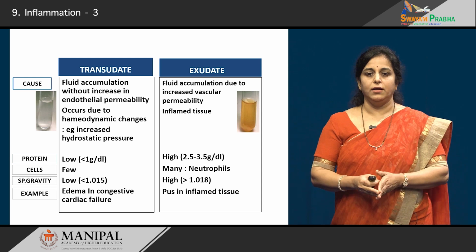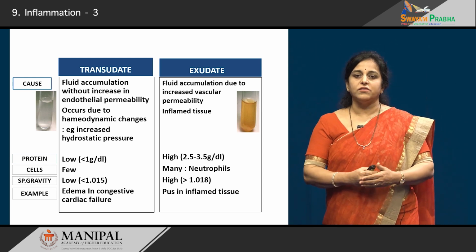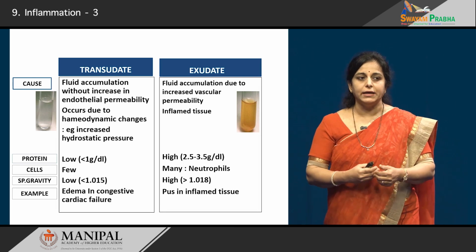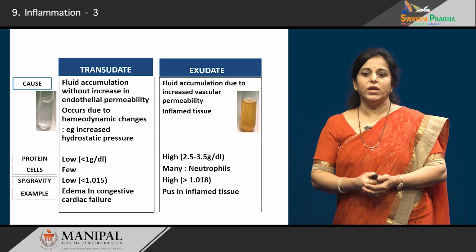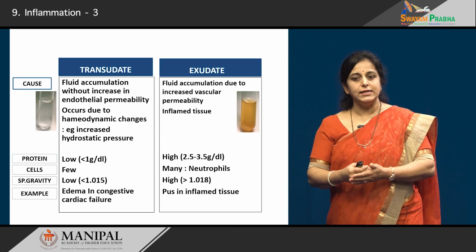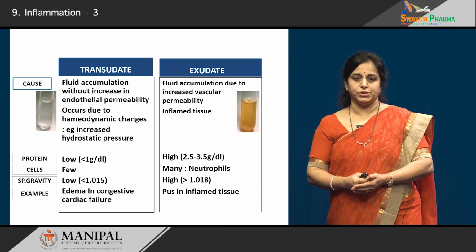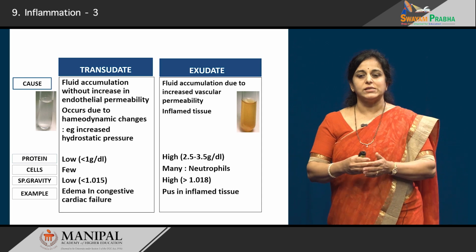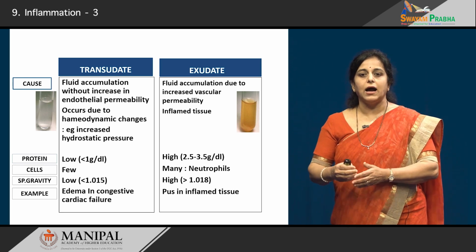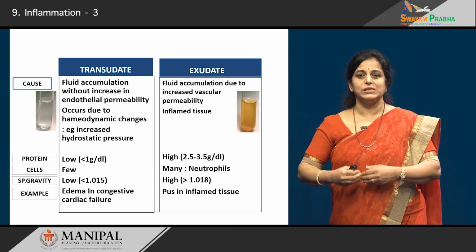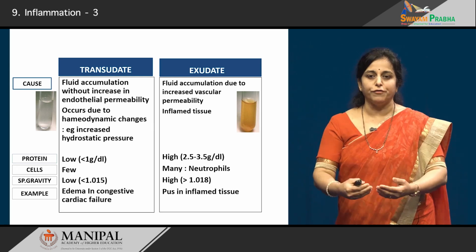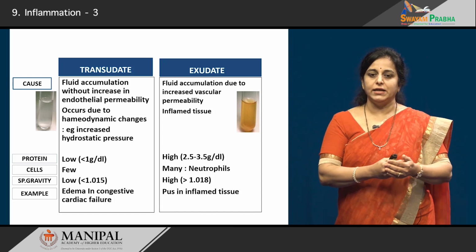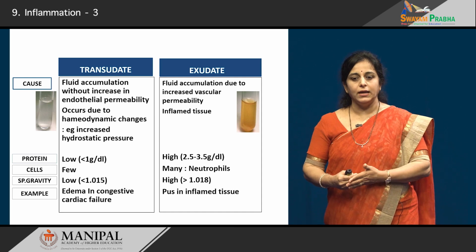Transudate, as I told you, occurs in various conditions when there are hemodynamic changes, for example, increased hydrostatic pressure, whereas exudate occurs because of increased permeability in inflamed tissues. The protein content and the cells are few in case of transudate, whereas the protein content and the cells are high in exudate, basically because there is increased permeability and there is movement of cells and proteins to the extracellular fluid. Obviously, the specific gravity is low in transudate, whereas high in exudate.